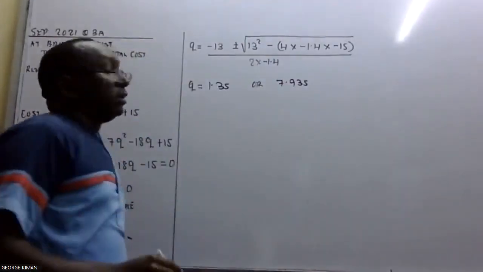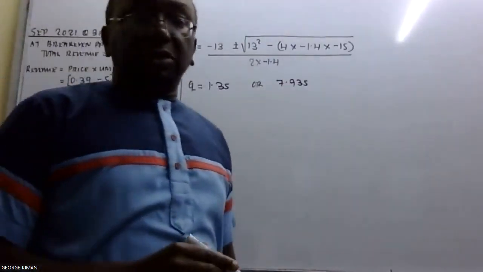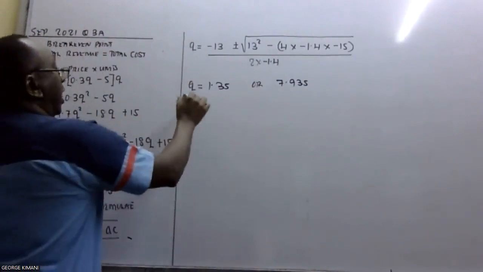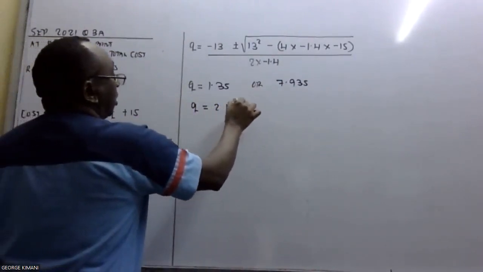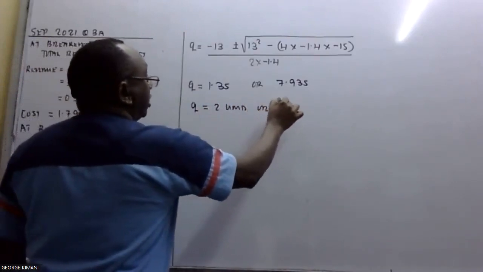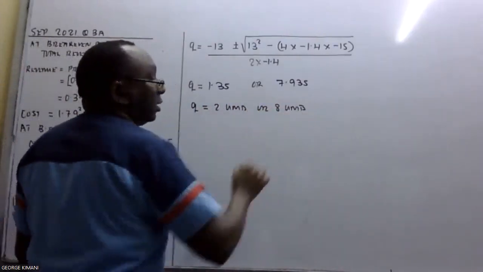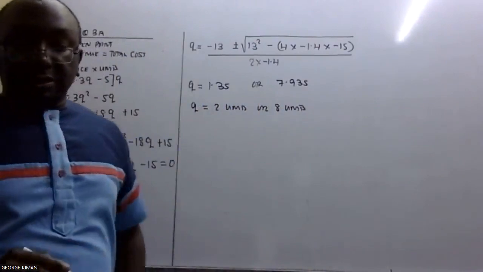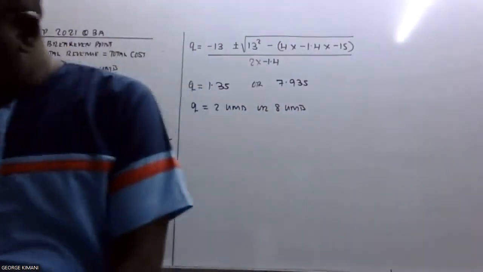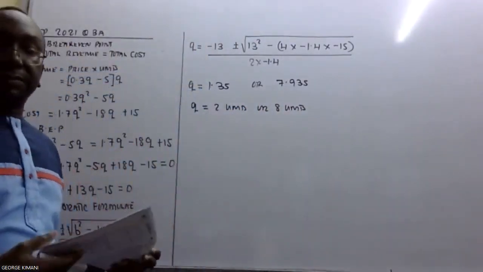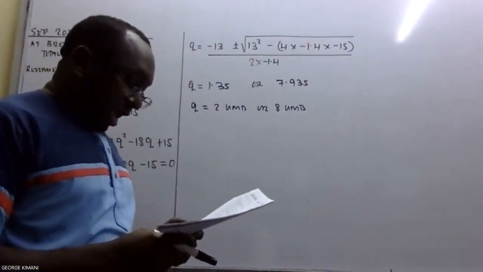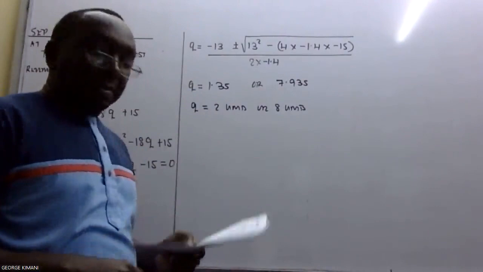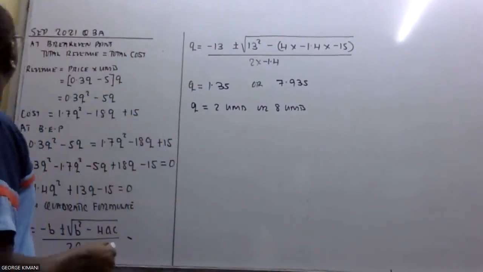7.935. So those are the break-even points, which you can either round up and say it is 2 units or 8 units. Those are the break-even points. Okay, so the next question is the level of output that maximizes profits.